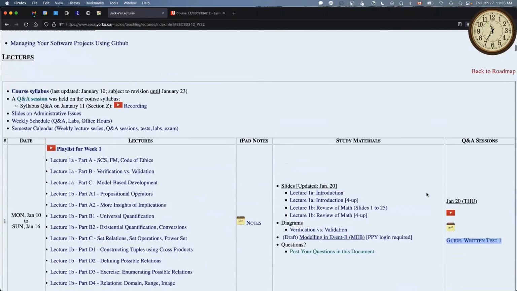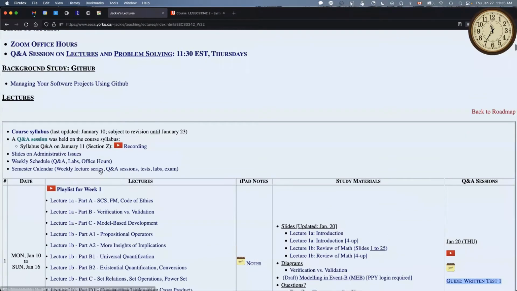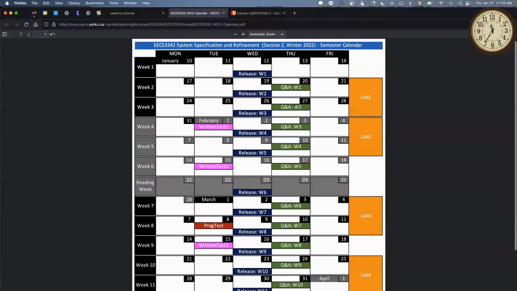Written test 1: if you look at the calendar right now, we are here today on the 27th. Your written test number 1 will be during the scheduled class time, Tuesday, February 1st, 11:30 a.m. sharp. If you start later than 11:30, that means you have less than 30 minutes to complete your test. That's said clearly in the guide. So please make sure you read the guide and are clear about the policy. You have 30 minutes to complete your written test number 1.